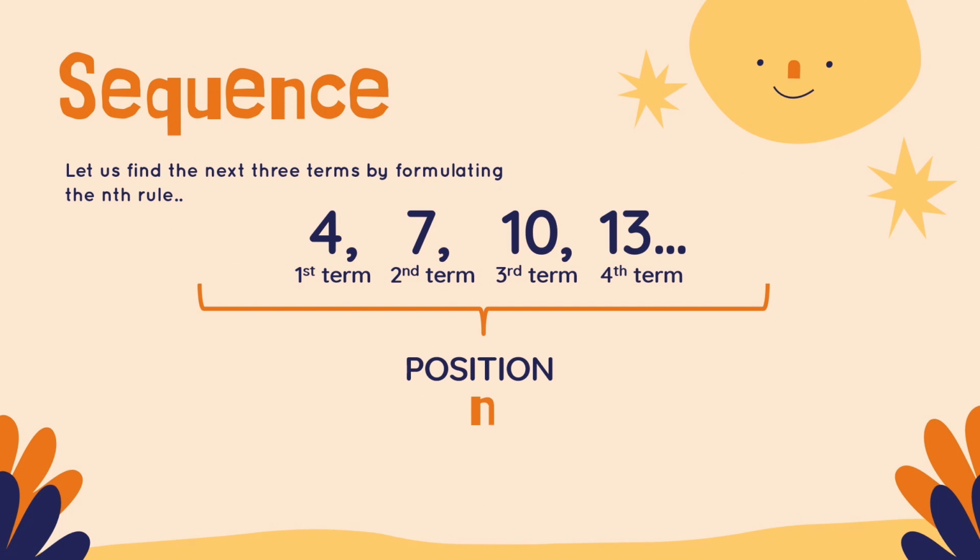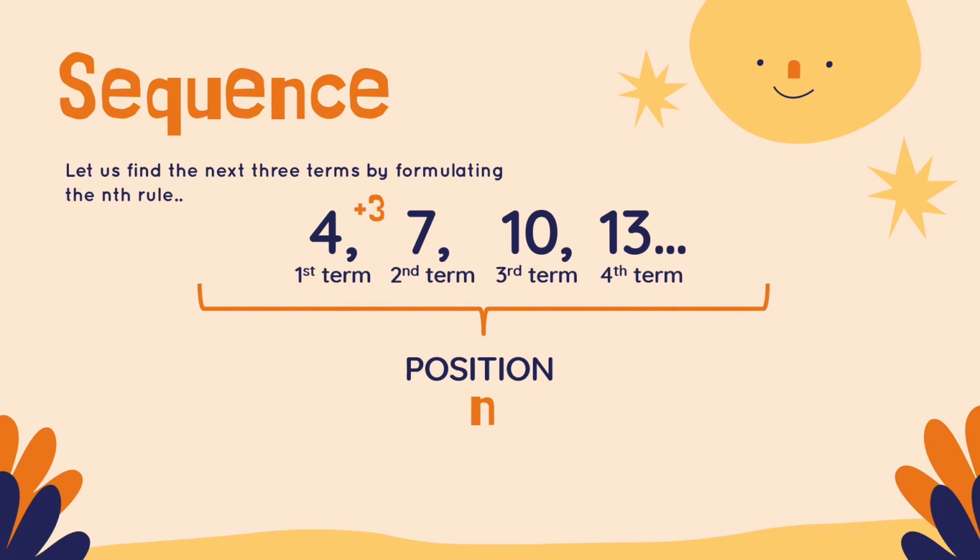The sequence. Let us find the next three terms by formulating the nth rule. 4 is the first term, 7 is the second term, 10 is the third term, and 13 is the fourth term. Again, these are the positions, and position is represented by the letter n. Can you see the pattern here?